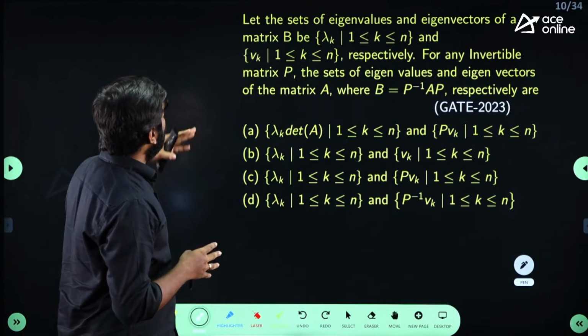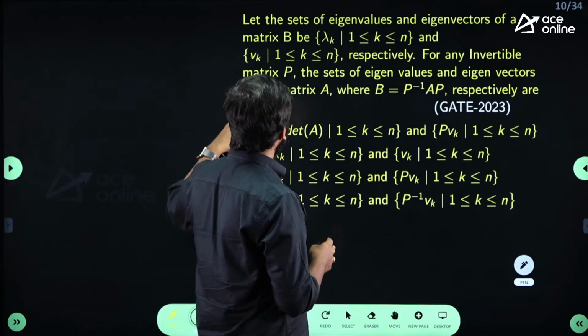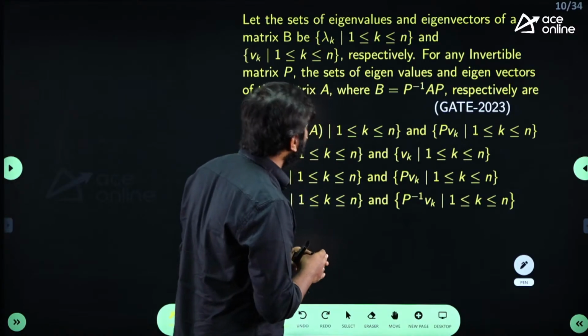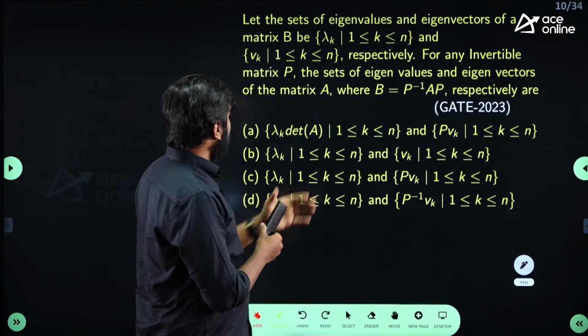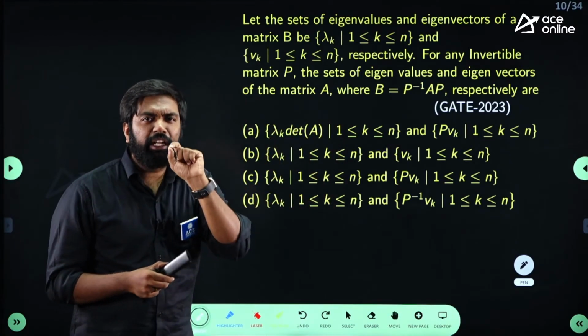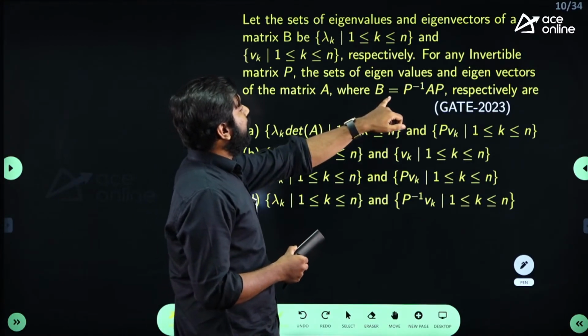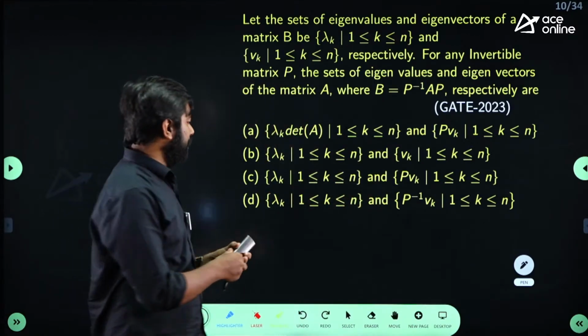For any invertible matrix P, the sets of eigenvalues and eigenvectors of the matrix A, where B is P inverse AP, respectively are. So what are they asking? They want you to find the eigenvalues and eigenvectors of the matrix A. They gave one relation between A and B. What is that relation? B is equal to P inverse AP. So let's check that.